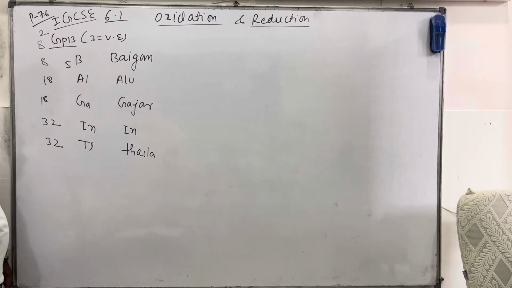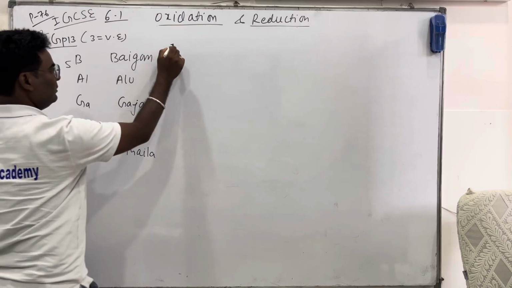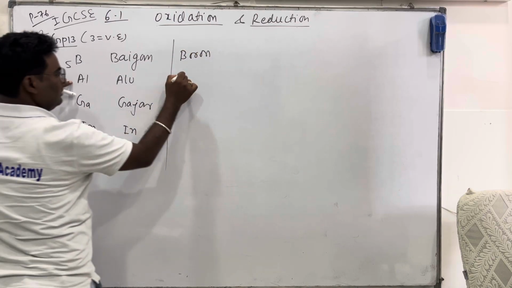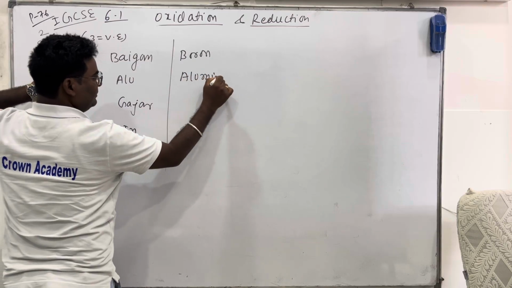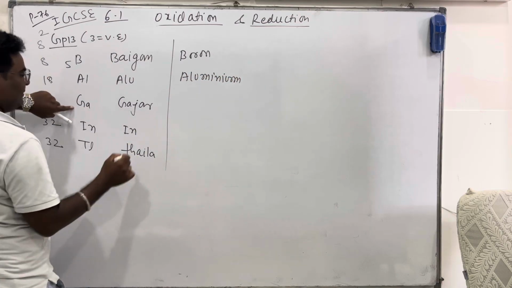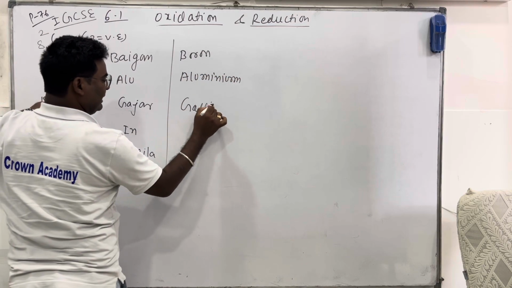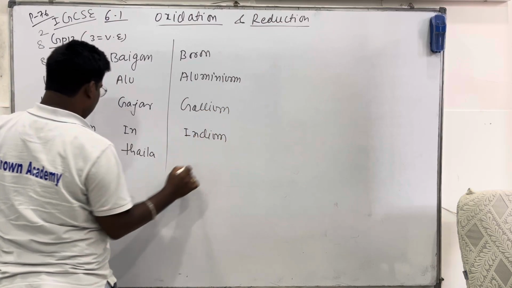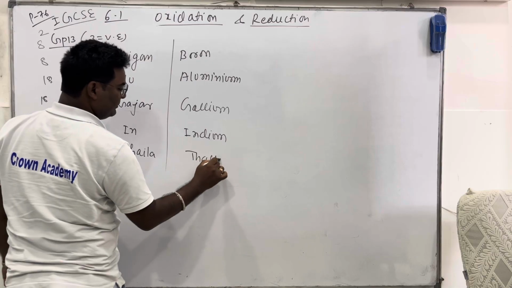Boron atomic number is 5. So B for boron, Al for aluminium, Ga for gallium, In for indium, Th for thallium.